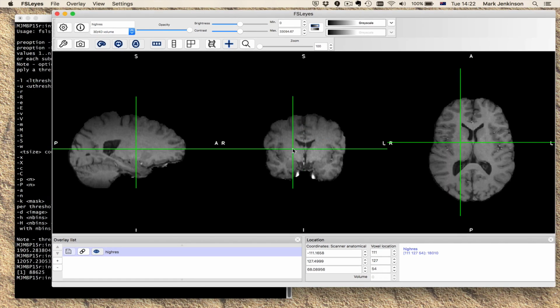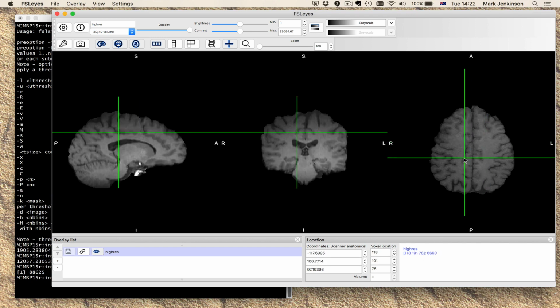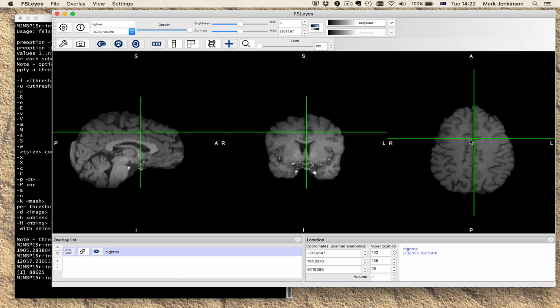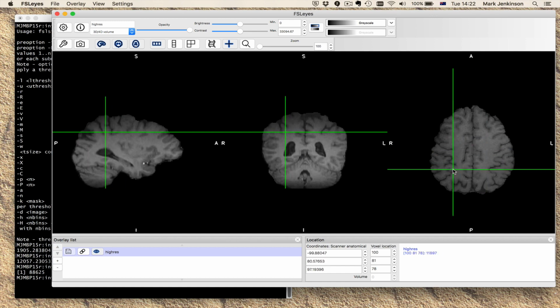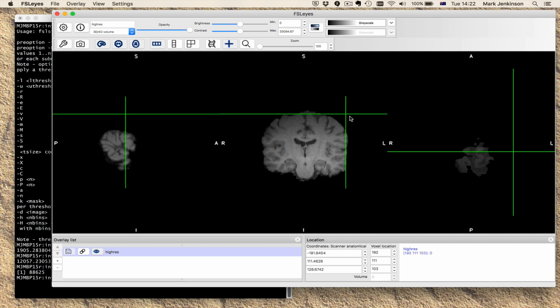So here you can see that if I click around inside the brain, then I'm getting values that are in the region of sort of 9,000 through to about 15,000, say. Whereas outside is all zeros.